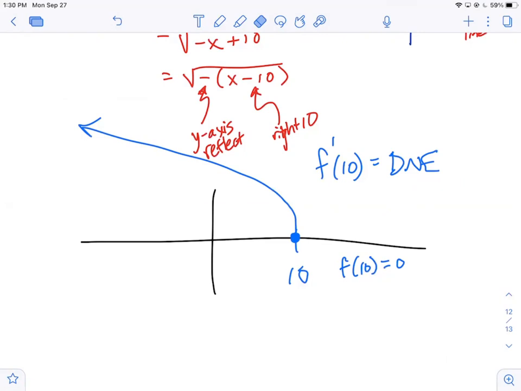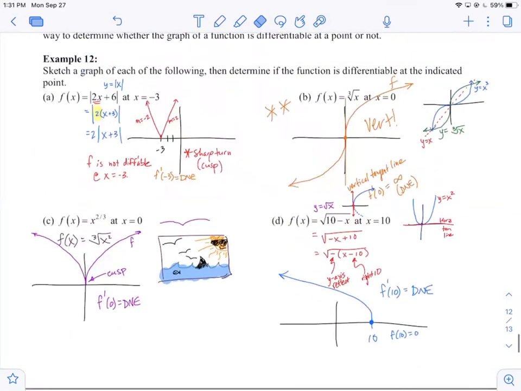So again, DNE is kind of a catch-all category for a lot of different things. Things can fail to exist because, in this case, the slopes aren't the same from both sides. The derivative can fail to exist because it goes vertical, or it can fail to exist because there aren't two sides. And yes, it does in fact go vertical here. So from the left side, it is approaching negative infinity. And from the right side, it's like, ¿Dónde está? Okay, so DNE. So there you go.